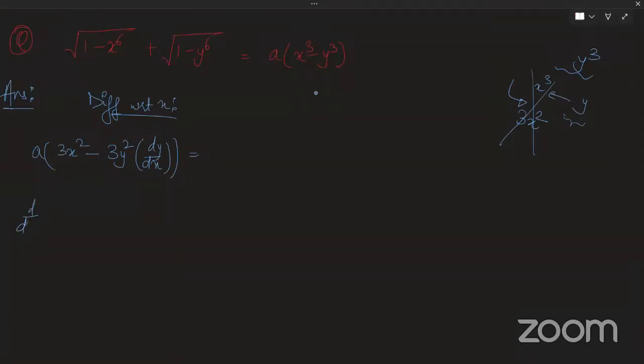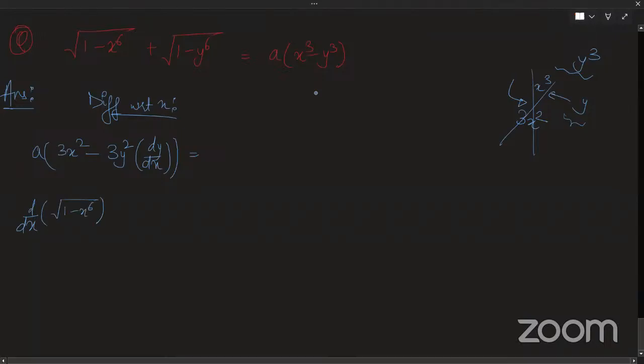So you have got d by dx of square root of 1 minus x raised to 6. Which function is inside which function? Really simple. I don't know why you're getting confused. Inside square root x, 1 minus x raised to 6 is inserted. Correct, right? So you approach from the outermost side, you get square root x.